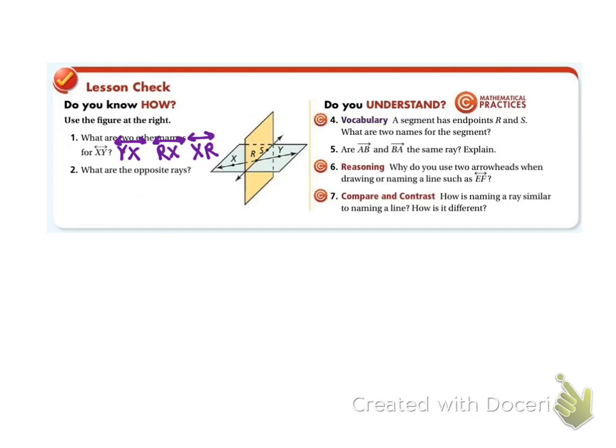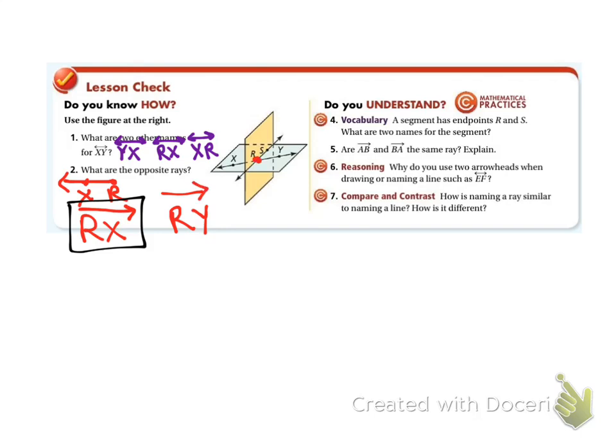What are the opposite rays? So I'm going to look for a line that has 3 points on it. This one right here does. So I'm going to look at that one. And remember, I want to use that middle point as my endpoint. So I'm going to take RX, and to name that, I'm going to say RX. My endpoint is at R, and my arrow needs to be with X. So there's my name for RX. And then my other ray is RY, with the endpoint at R and the arrows going off towards the X and to the Y.